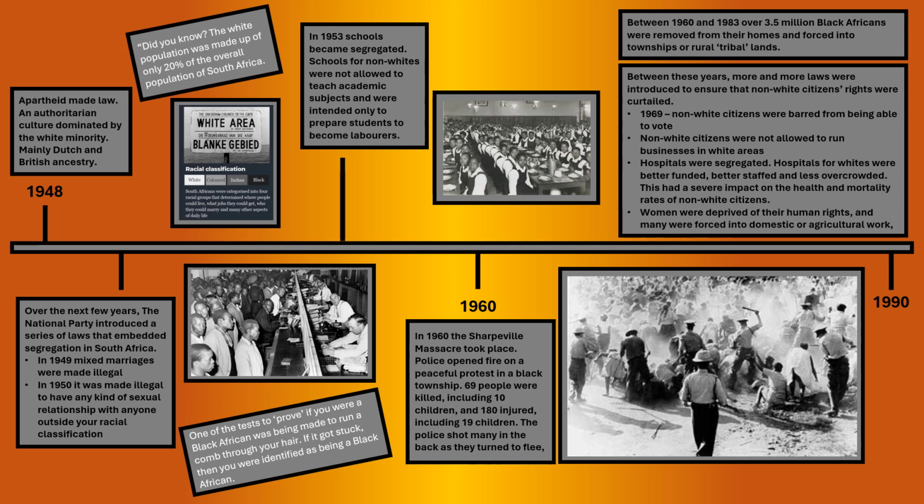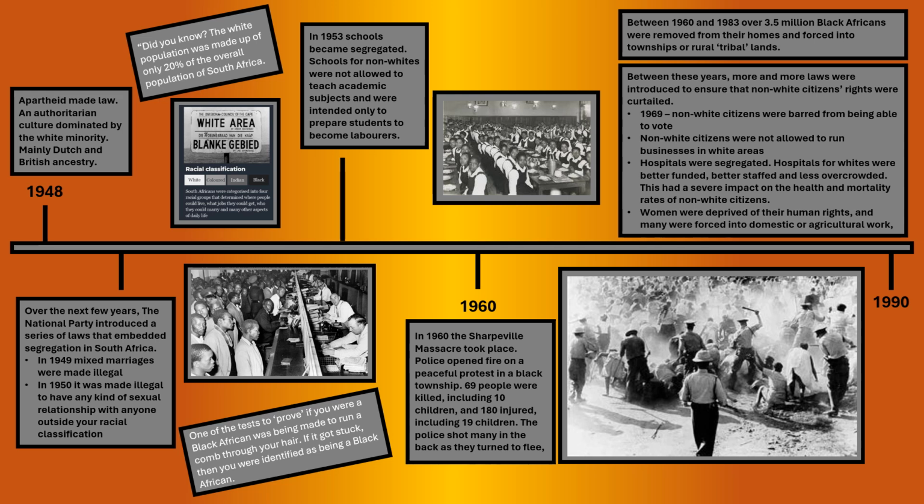In 1969, non-white citizens were barred from being able to vote, so there was no democratic way of black Africans being able to express their views on the white African government. Non-white citizens were not allowed to run businesses in white areas.